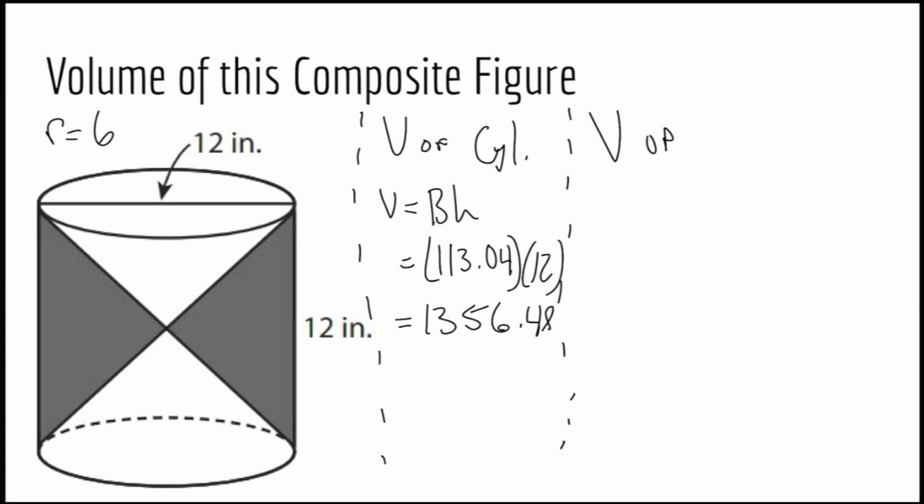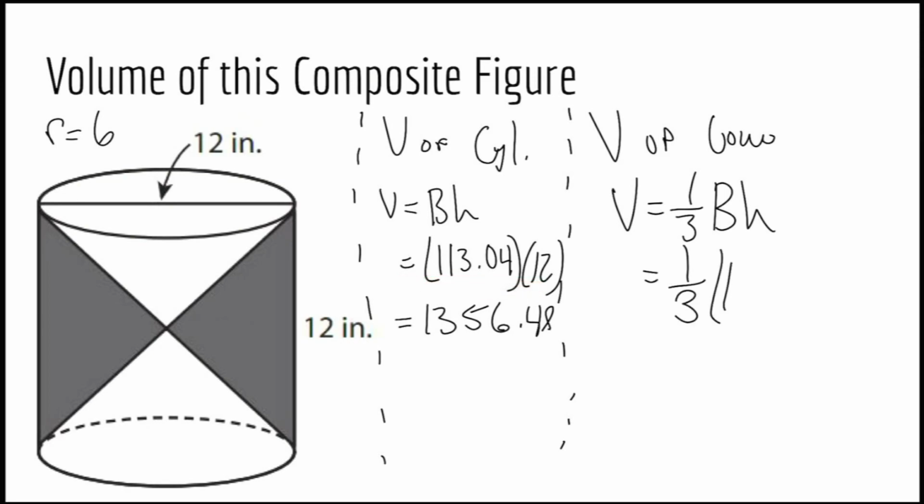The volume of a cone is represented by 1/3 base times height. So now we need to find the volume of this base. We already did that. We got 113.04. We're going to replace my big B with 113.04.